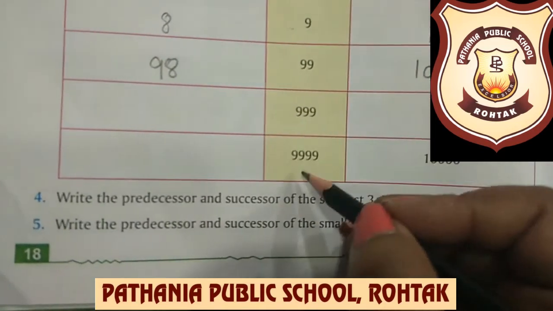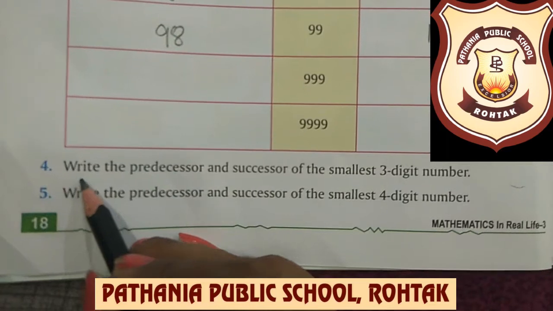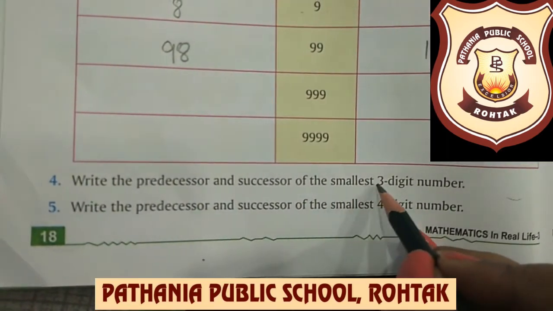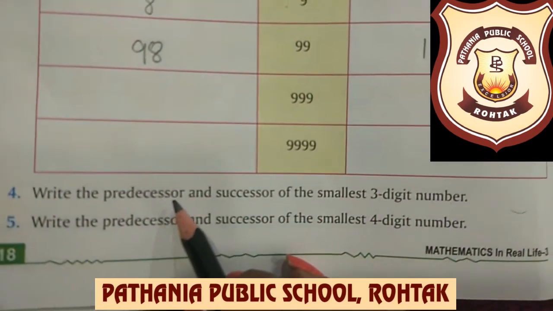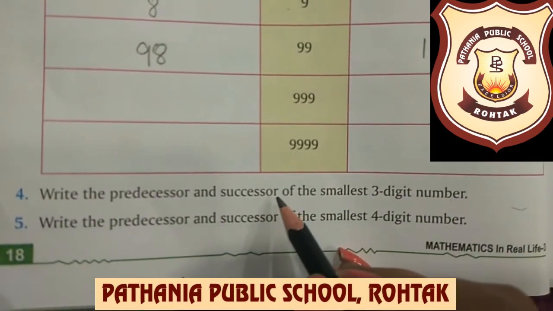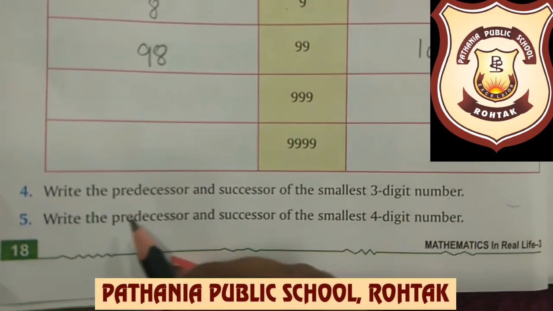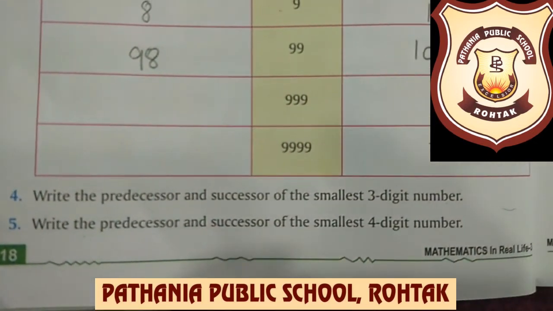Now students, for 999 and 9999, you will find out yourself in the same manner. Now question number 4. Write the predecessor and successor of the smallest three-digit number. It is asking us to write the predecessor and successor of the smallest three-digit number. Dear kids, these question numbers 4 and 5 you need to solve in your notebook.